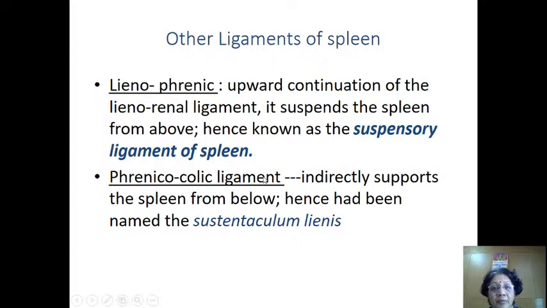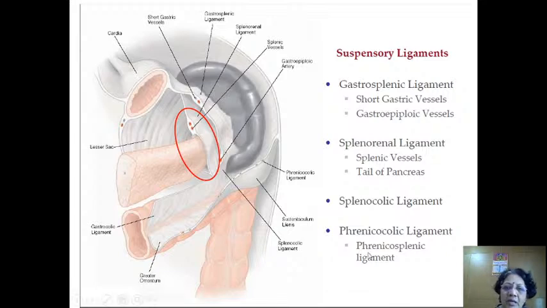The phrenicocolic ligament I've already mentioned indirectly supports from below and it's been given a name called sustentaculum lienis. Need not remember it, just remember the presence of the phrenicocolic ligament is an underneath support for the lower border of the spleen to not descend below its level. So again, revision: gastrosplenic ligament containing short gastric and gastroepiploic vessels.